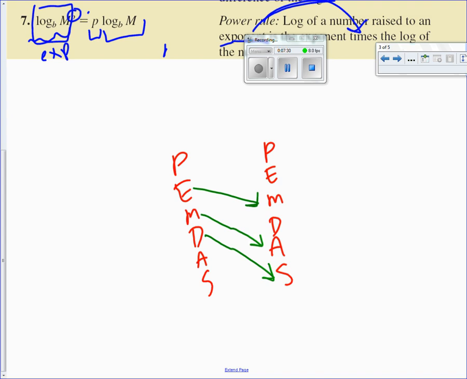Notice that everything is dropping down one level. My exponent drops down, does not go across, it drops down. My multiplication does not go across to multiplication division, instead it drops down to addition. Likewise, my division drops down to subtraction.